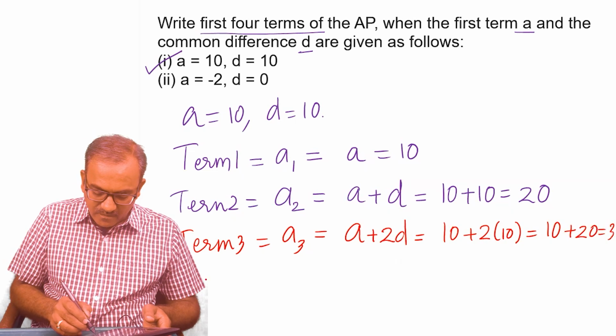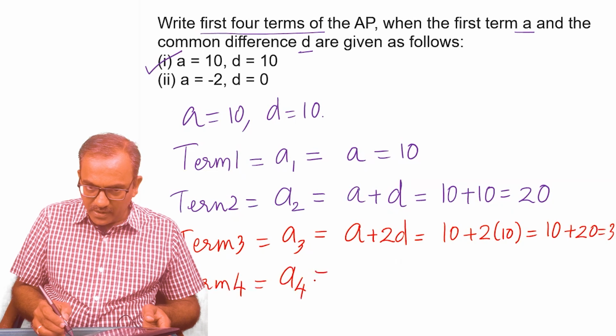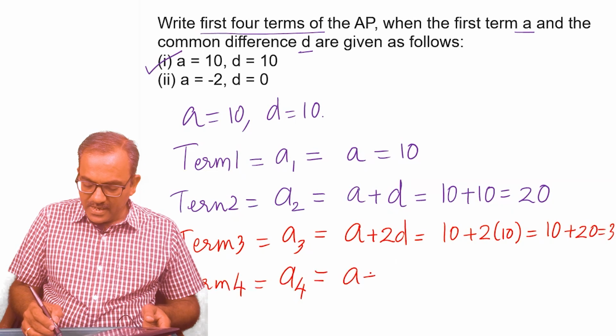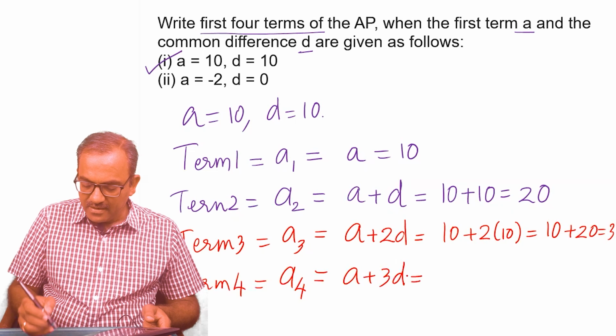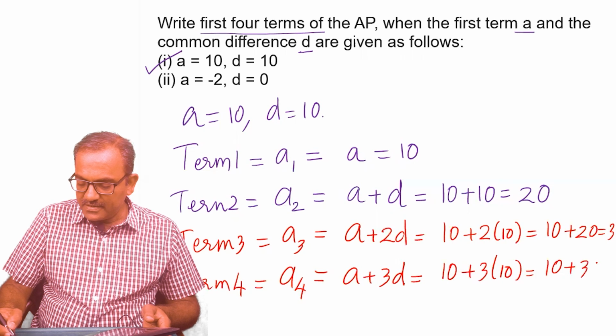And again we want term 4, which is A4 equals A plus 3D, that is 10 plus 3 times 10, that is 10 plus 30, which is equal to 40.